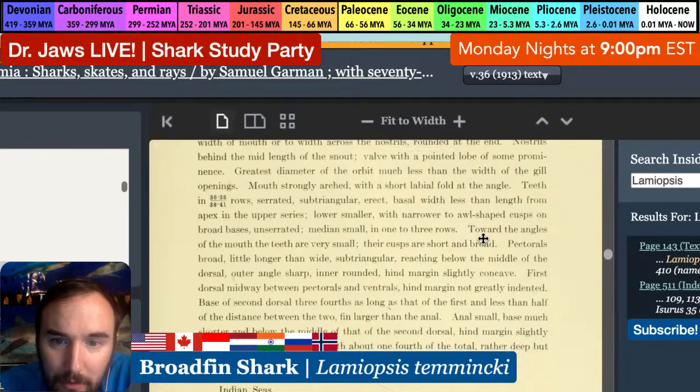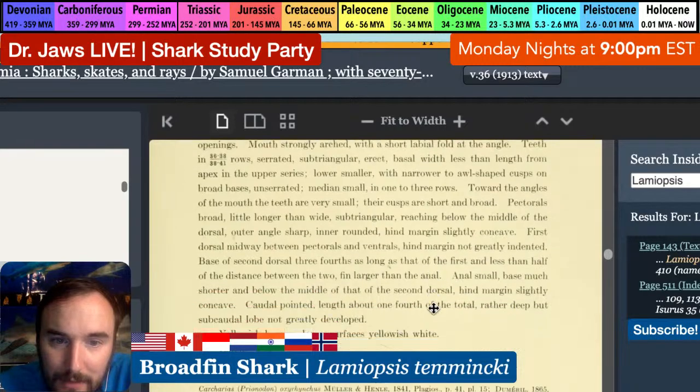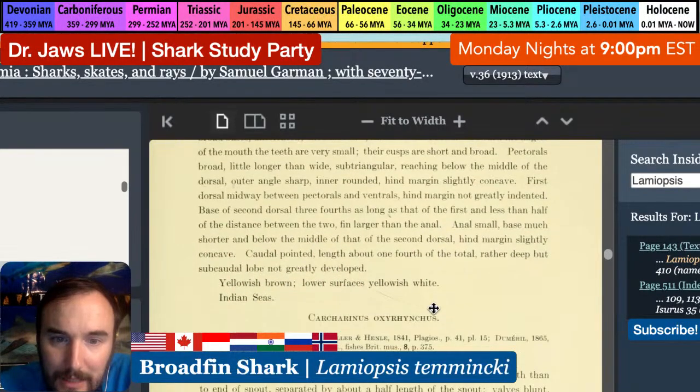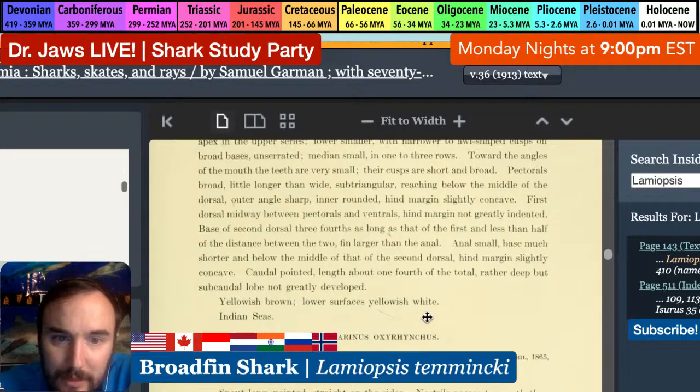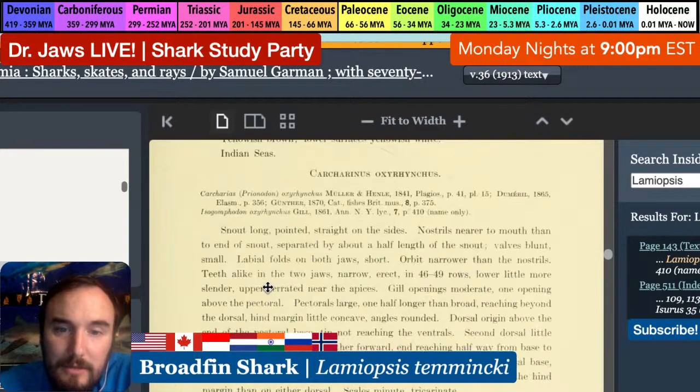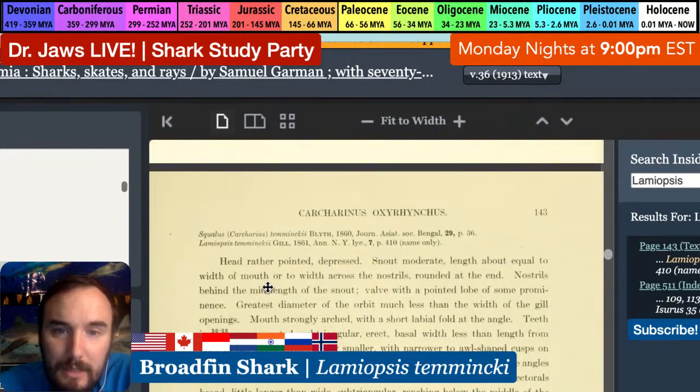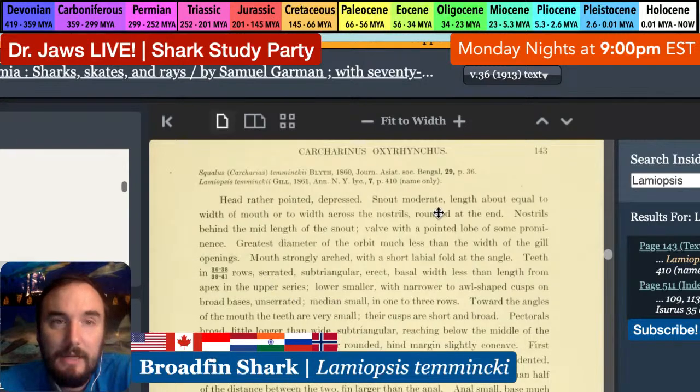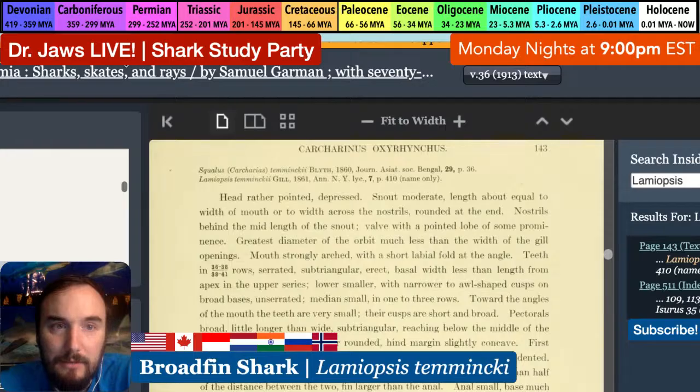Let's see. So all of this is about description, but there's not really a lot on behavior. Yellowish brown, lower surfaces yellowish white, Indian seas. The range is interesting, where this species it's describing could actually be the broadfin shark. It could be a couple other species. Bull sharks, which slightly resemble this shark, are also found in India. I think there is a lemon shark, the sicklefin lemon shark. I believe that could be found in the Indian Ocean as well.